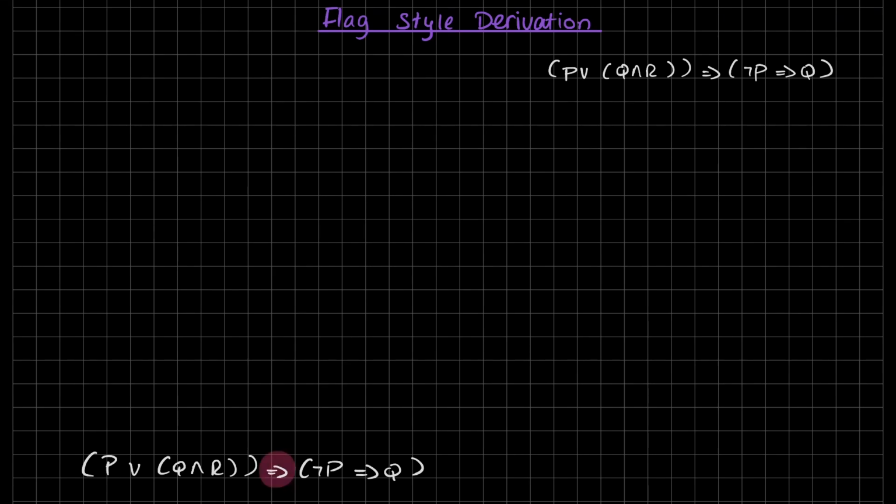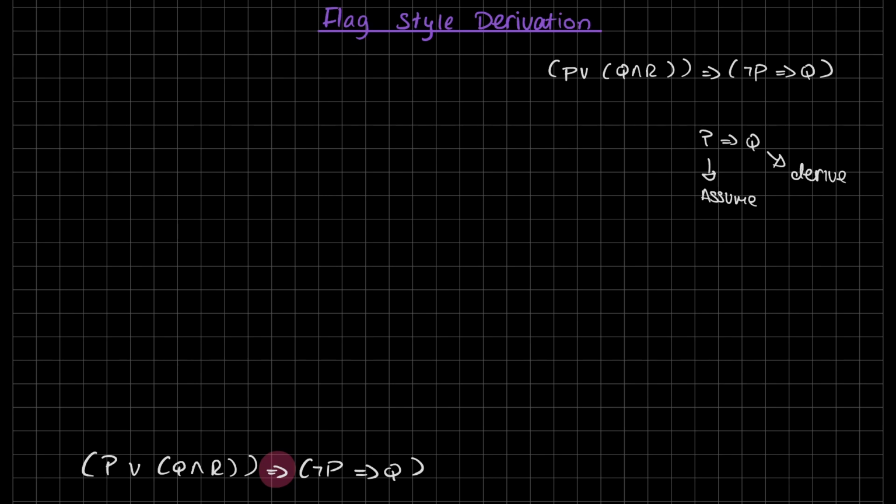According to the rules you're given, the way you prove an implication is to assume the left-hand side and try to derive the right-hand side of the implication. So if you have P implies Q and you want to prove this, what you're going to do is assume P and try to derive Q. And in flag-style derivations, we put our assumptions in the flags. That's where the name comes from.